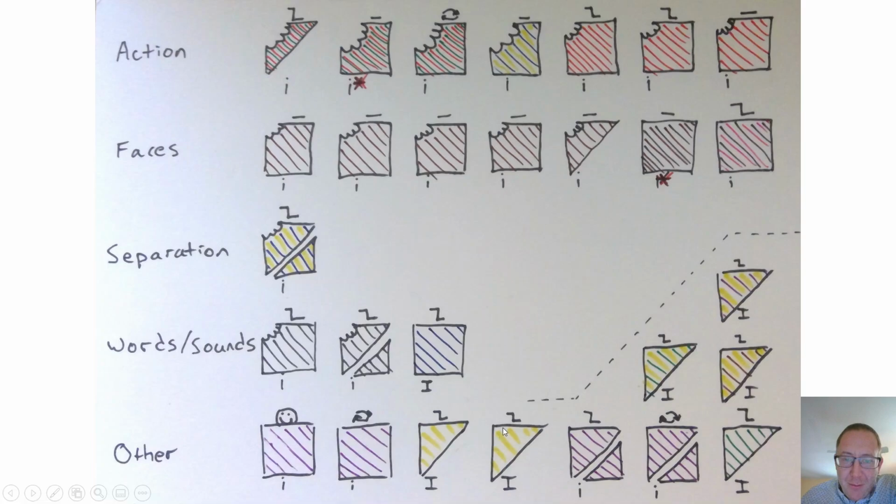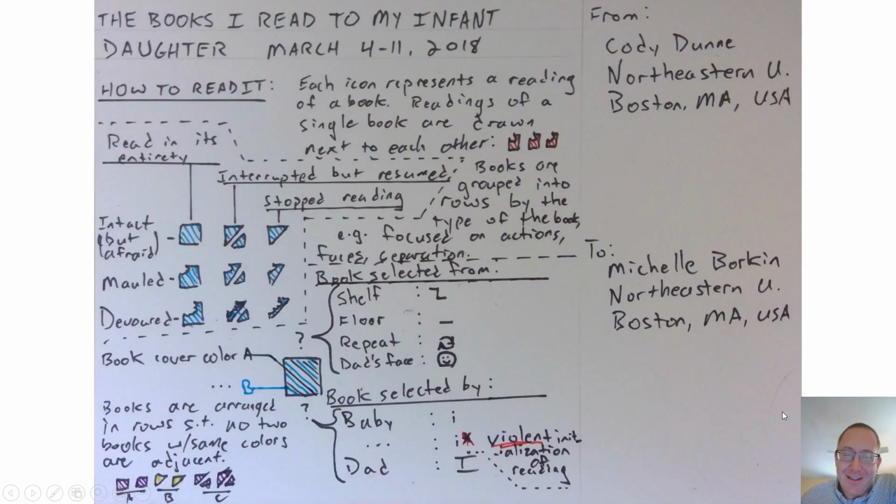This book was repeated multiple times. This is a book from the bookshelf, only half read. This was repeated multiple times, right? That sort of thing. He has a newborn.